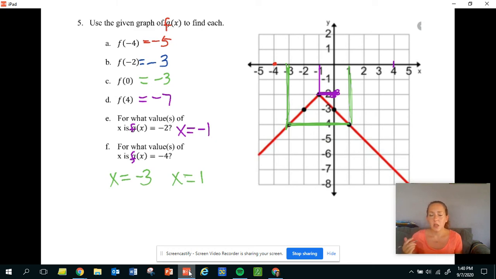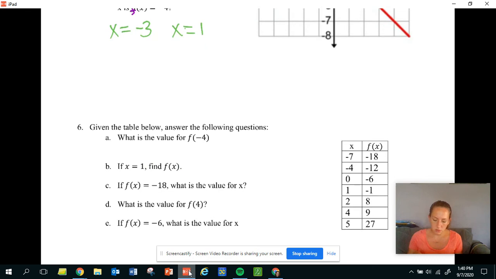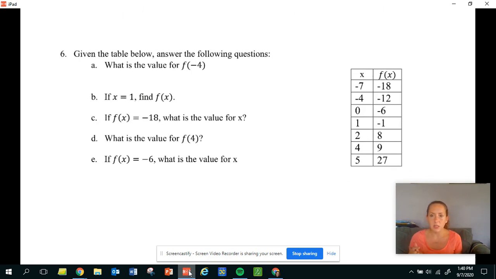And then last new thing for this week is looking at it in the context of a table. So tables are just very organized inputs and outputs. So this is just like the graph. It's saying, what is the value for F of -4? Well, you just go where X is -4. And I see that my output, my F of X, is -12.